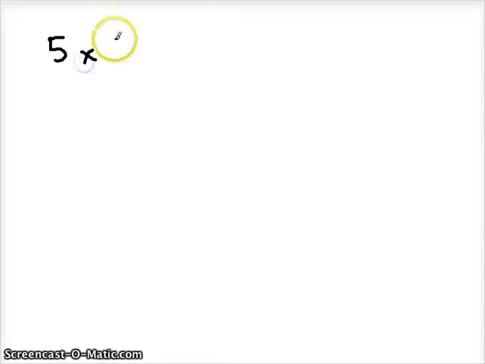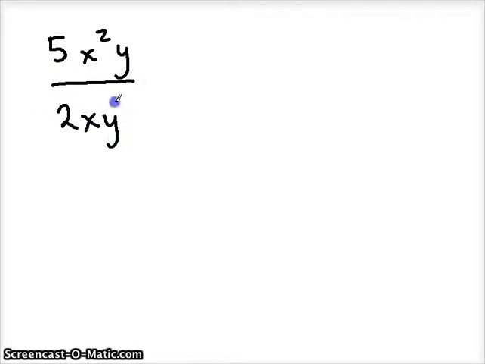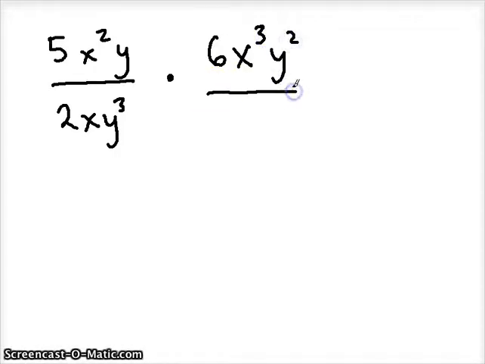Let's do another one. What happens when we are multiplying rational expressions here? There's one rational expression, and I'm going to multiply it by another one. Basically, we can ignore the second one for now and just focus on the first one. Just factor and cancel any common factors.